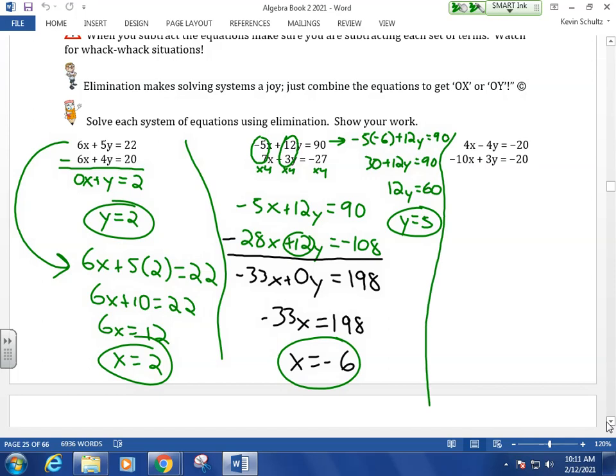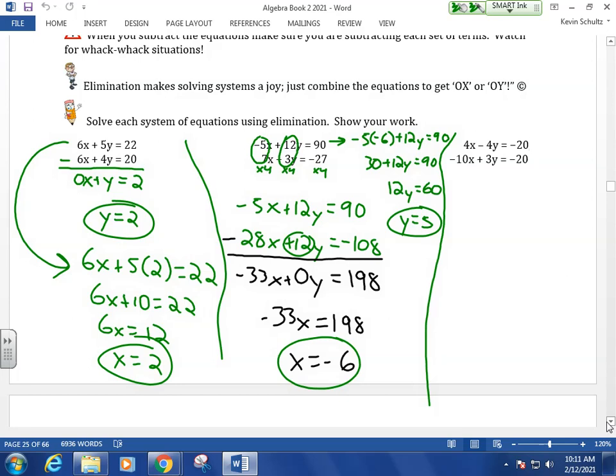4x minus 4y equals negative 20. Negative 10x plus 3y equals negative 20. We can either get 20 x's in both our top and bottom equations, or we can go for 12 y's again. Again, thinking about that least common multiple, 12 y's instead. Who would like to make the decision for the class? Blake? The y's? Very well.